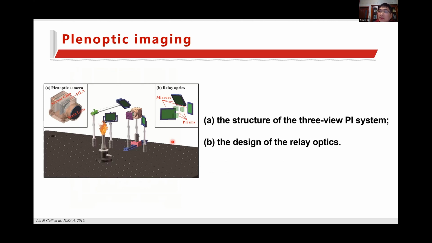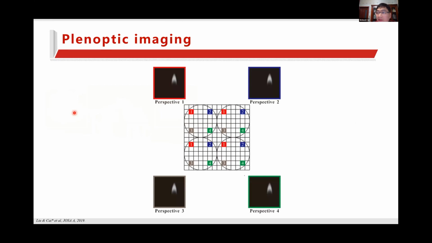To validate this idea, we did some measurements. The first one is we used three different mirrors and prisms to image projections from three different angles to the plenoptic camera. So we essentially have three plenoptic cameras here, equivalently. And then we can do tomographic reconstruction.